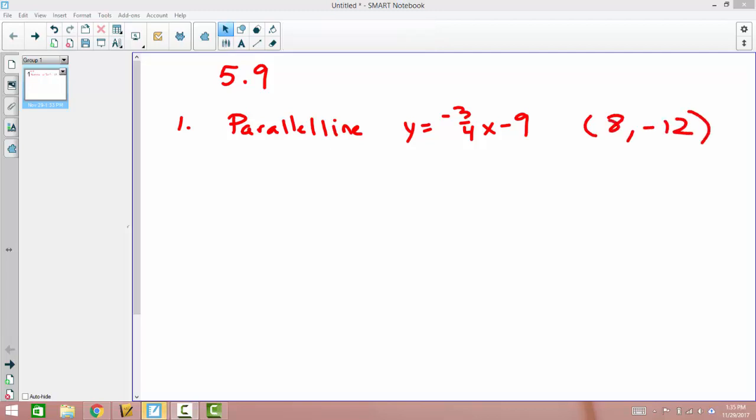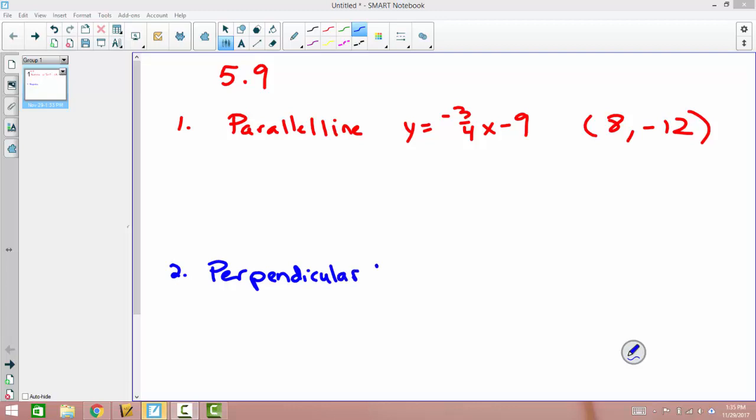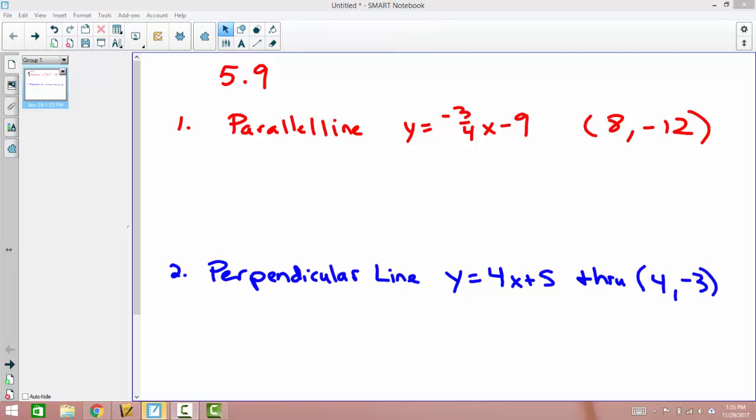When you get done with that, I would like you to write the perpendicular line to y equals 4x plus 5 through the point (4, negative 3). Go ahead and hit pause. When you are done, come on back.